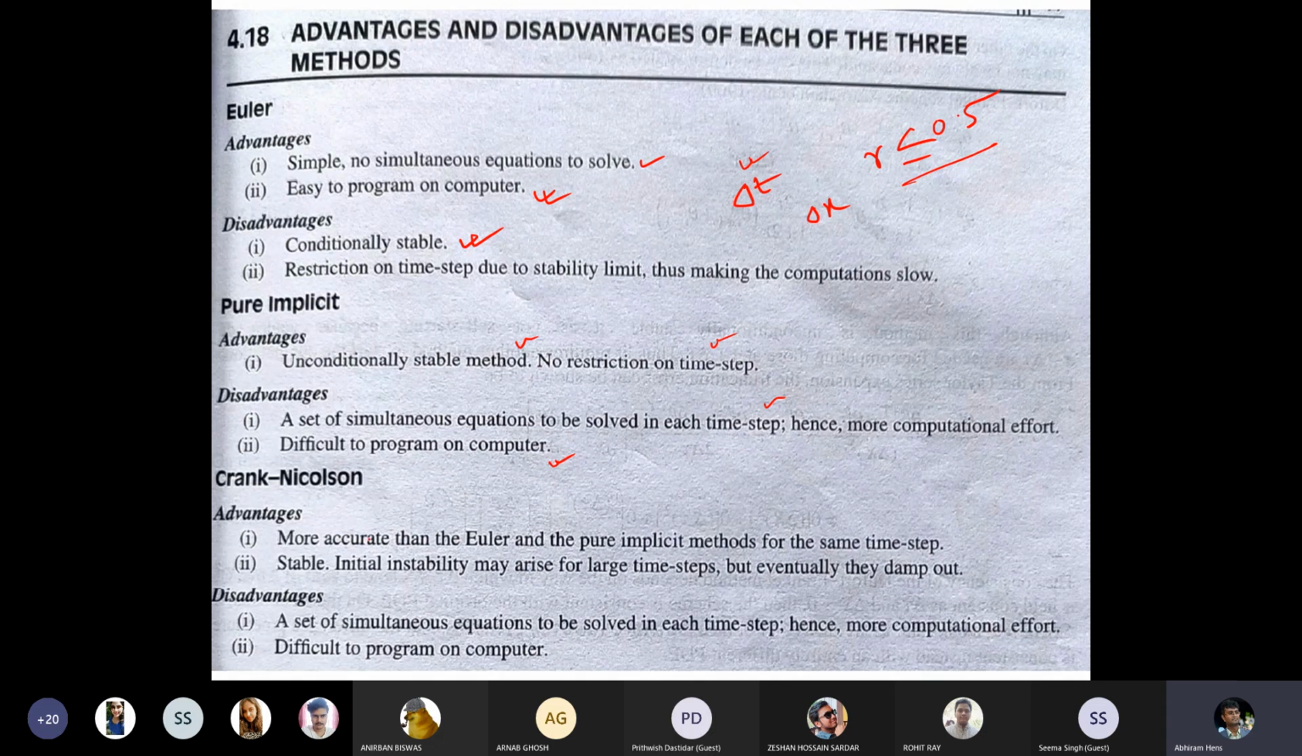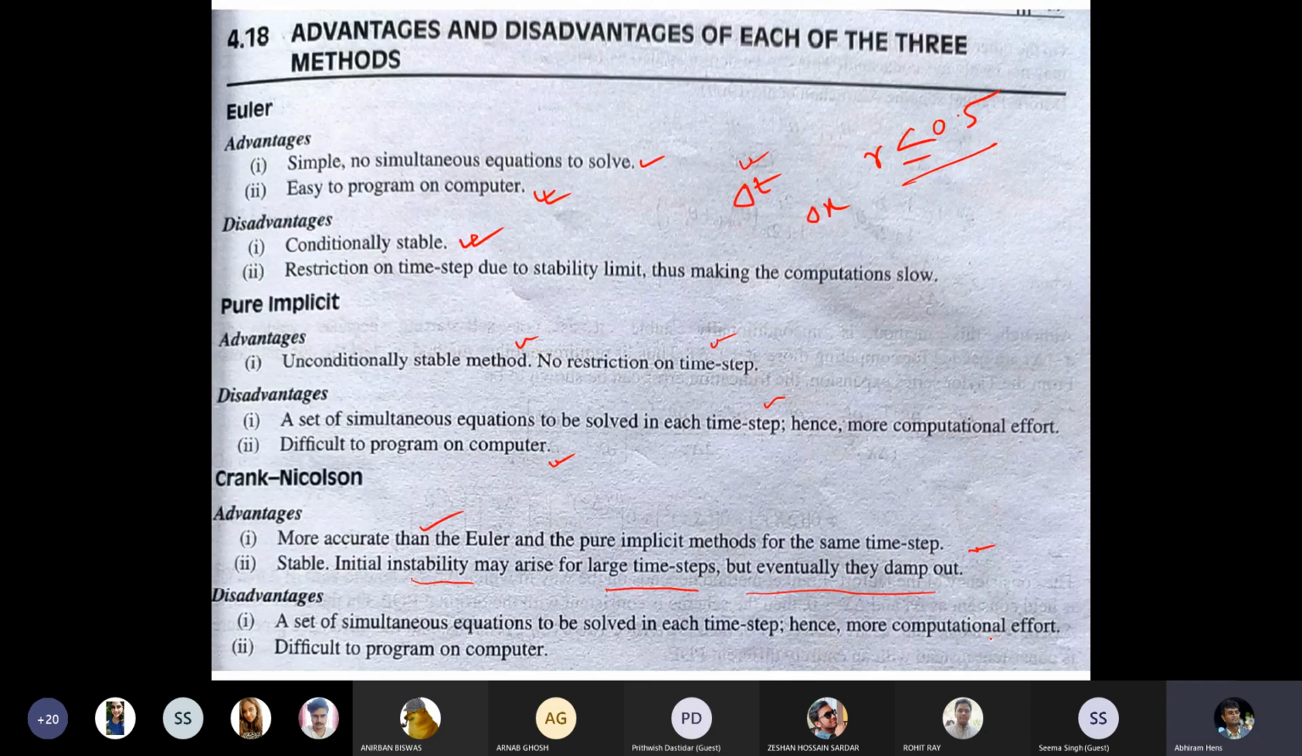Then comes the Crank-Nicholson part. It is more accurate than Euler and the pure implicit method for the same time step. As you have seen, this is central time and central space. It has one order more accuracy. It is stable. Initial instability may arise for large time steps, but eventually it will damp out. That is the advantage. The disadvantage is that, again, a set of simultaneous equations needs to be solved for each time step, hence more computational effort and difficulty in programming on a computer. So these are the three different schemes or methods for solving the unsteady state problem.